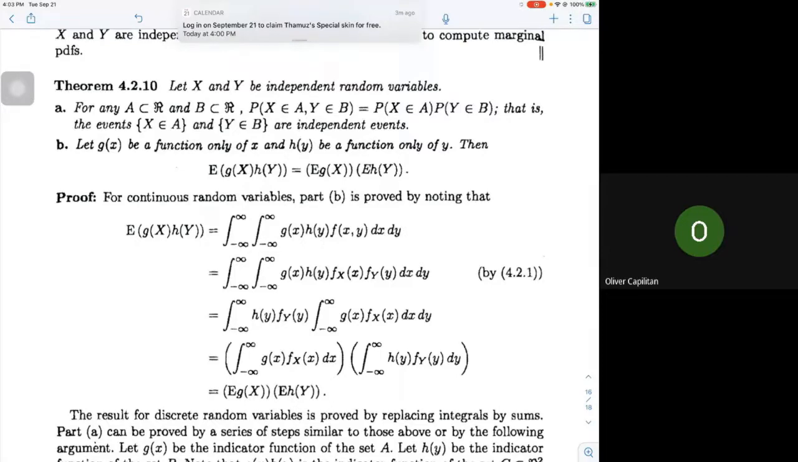Okay, so let x and y be independent random variables. Then for any subset A of R, B a subset of R, the probability that x is an element of A and y is an element of B is equal to the product of the probability that x is an element of A and the probability that y is an element of B. That is, take note that we have these events: the event that x is an element of A and the event that y is an element of B are independent events.